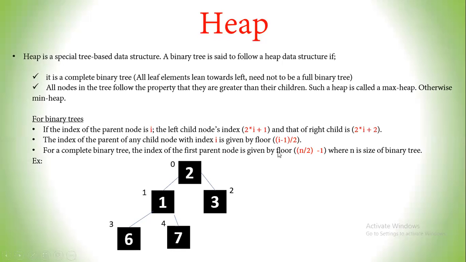So if we want to find the parents of the tree, the first parent is given by n/2 minus 1. The second parent is n/2 minus 2. So n/2 minus 1 is 1, n/2 minus 2 is this one. And the last parent that we meet will have the index 0. The parent with index 0 is known as the root of the binary tree, and there are no parents with index less than 0. That means no negative index parents are there in a binary tree. So the root will have the index 0.